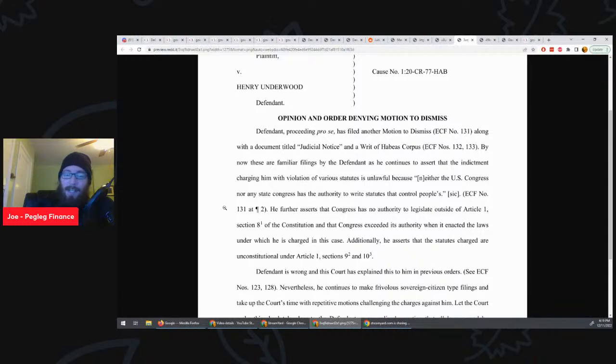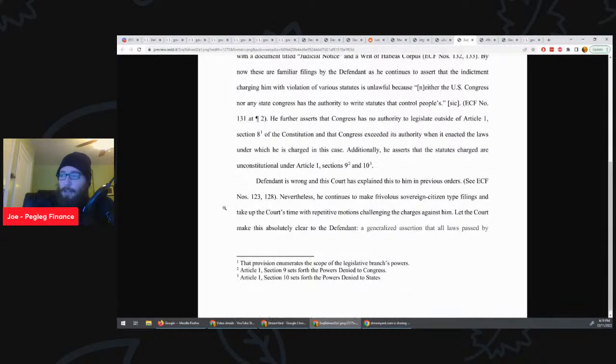She writes it in the possessive as well, since it's a direct quote, but sick. "He further asserts that Congress has no authority to legislate outside of Article 1, Section 8," with footnote number 1. "That provision enumerates the scope of legislative branch's powers of the Constitution, that Congress exceeded its authority when it enacted the laws under which he is charged in this case."